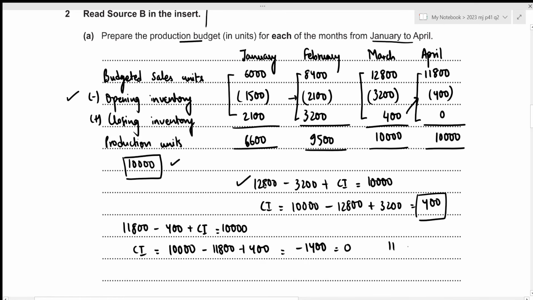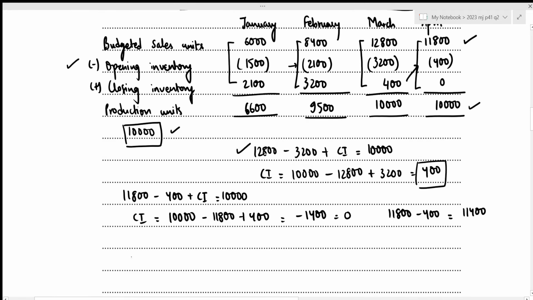So 11,800 minus 400 is not actually 10,000. It is 11,400. But we require the total to be 10,000, which means that now we move towards changing our budgeted sales units. So sales units minus 400 plus 0 should be equal to 10,000. And our new budgeted sales units for the month of April should be 10,000 plus 400, which is 10,400.